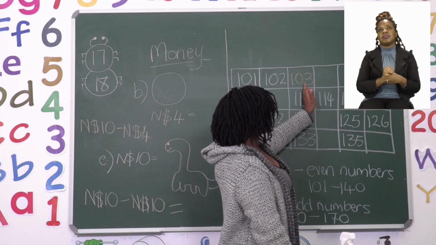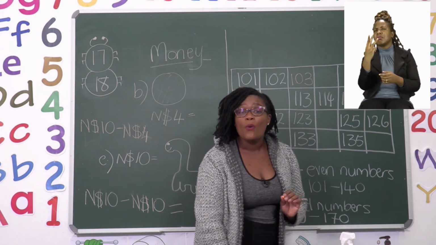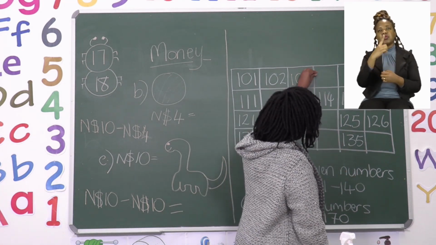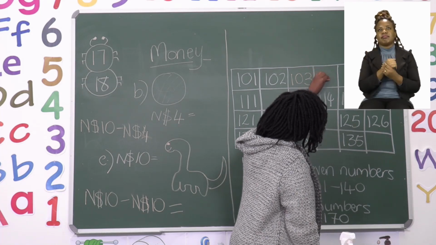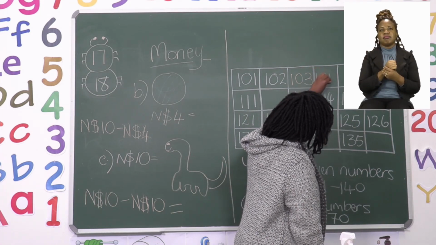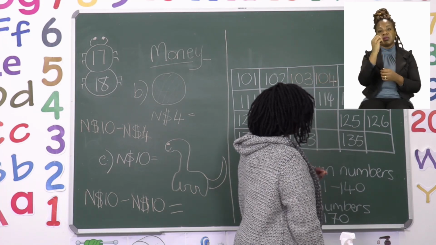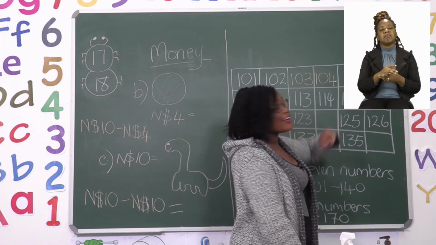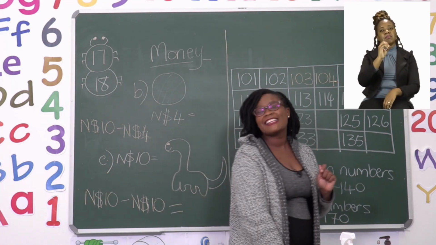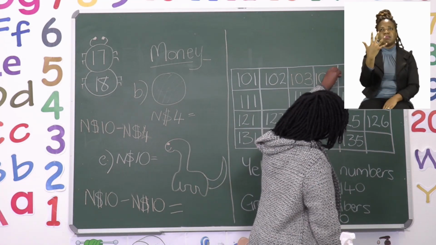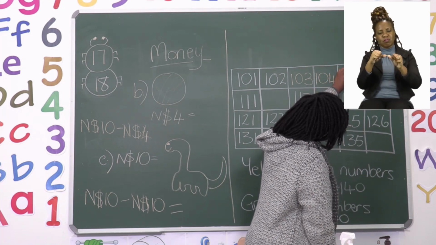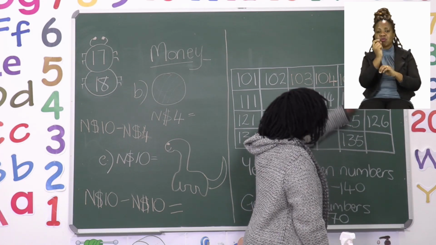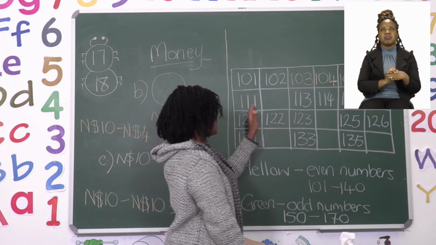After 103, we are supposed to have 104. Well done. So let us write 104. Then after 104, we're supposed to have 105. So you're going to write 105. So these are the ones I've helped you with, but let's try the other ones now.